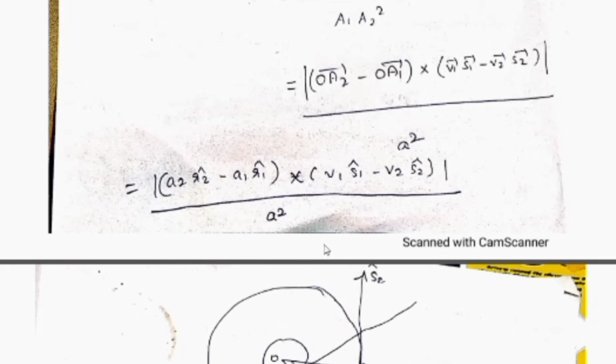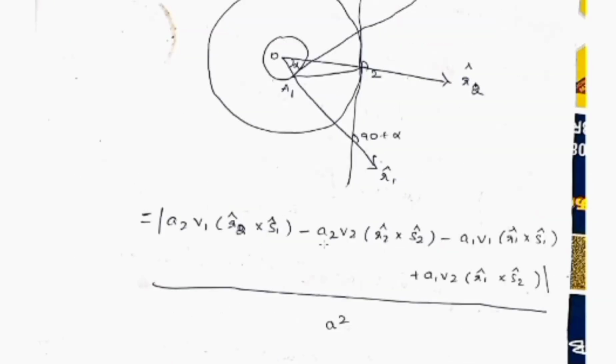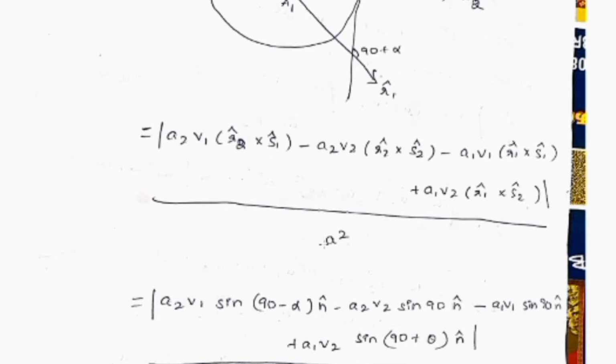Cross multiply each term individually. So a2 v1 r2 cross s1 minus a1 v1 r1 cross s1, again a2 v2 r2 cross s2 minus of minus, plus a1 v2 r1 cross s2, all divided by a squared. Here you mention sine of 90 minus alpha for r2 cross s1 with the unit vector n cap, r2 cross s2 is sine 90 degrees, r1 cross s1 is sine 90 degrees, and r1 cross s2 is sine of 90 plus alpha.